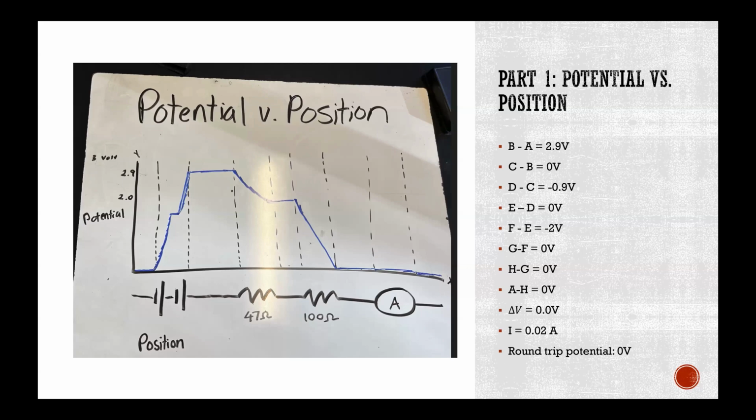So we made a potential versus position graph, and summing up all of our electric potentials gives delta V is 0, which is exactly what we expected. And for round trip potential, V is 0, as we learned.